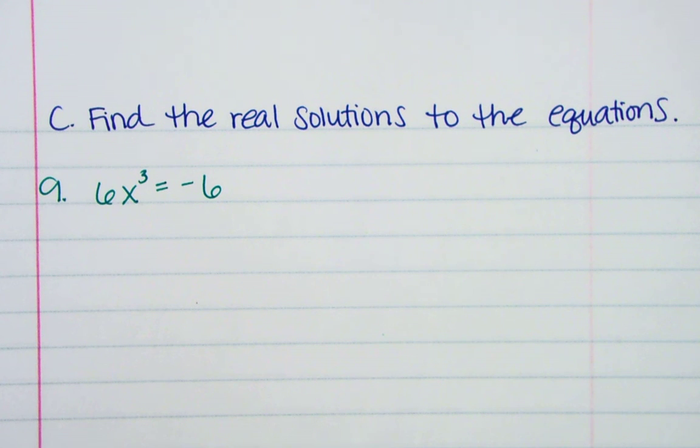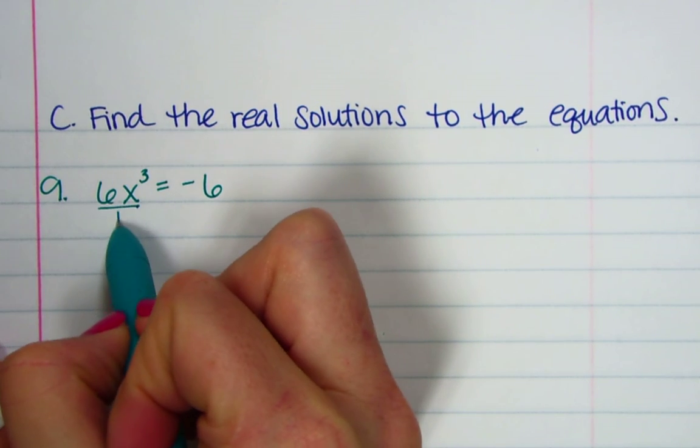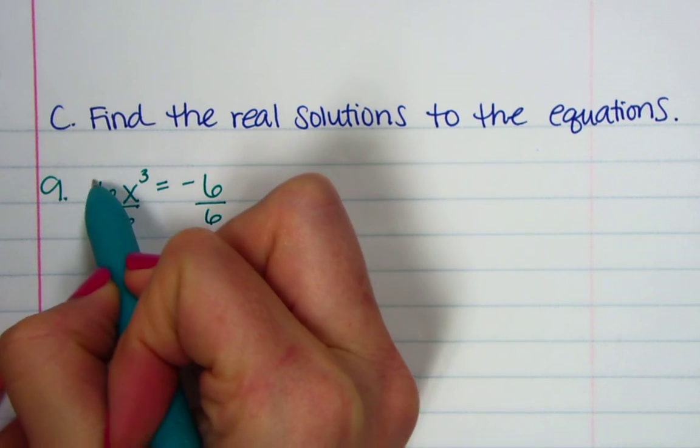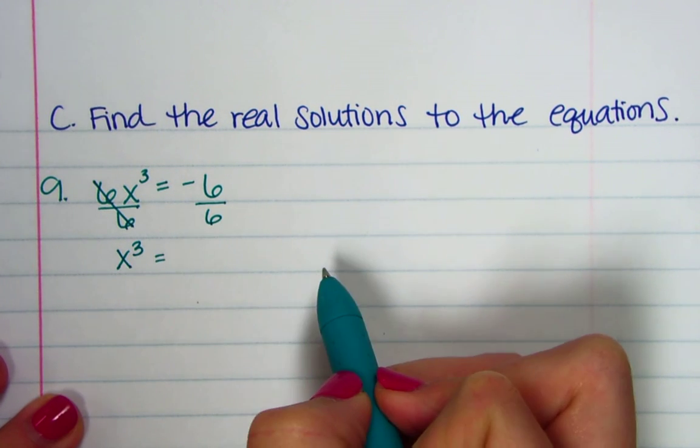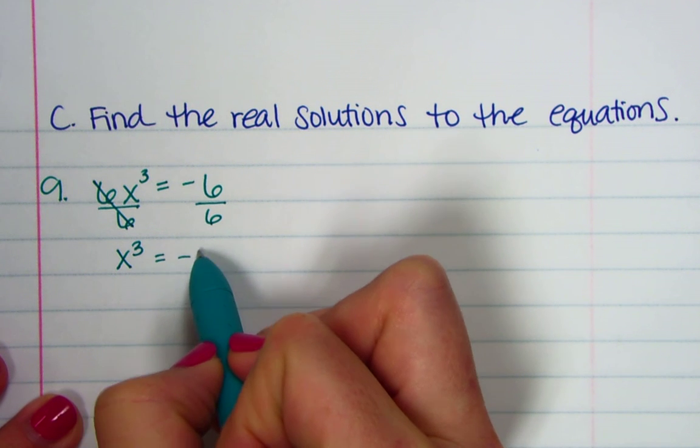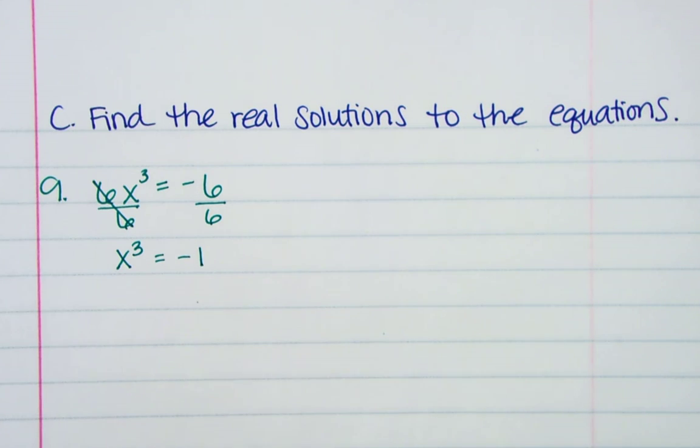What do we need to do first? Move the negative 6? No. Divide by 6, right? We're going to divide by this 6. We want to get the x alone. Divide by 6. Okay. X cubed equals, what's this, negative 6 divided by 6? Negative 1. Okay, so we're already almost finished on this one.